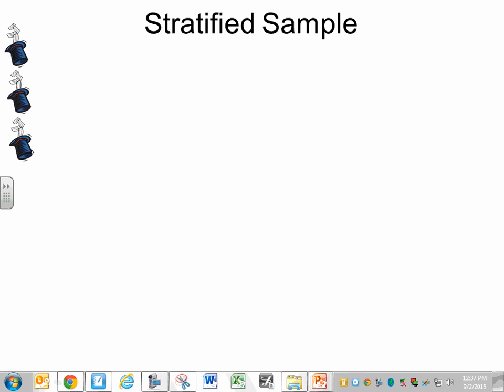Okay, next is our stratified sample. This is a good sample. I like this sampling technique. What we do is we take our population, we split it into groups. So this is like group 1, group 2, group 3. And they have different kind of numbers in our groups.